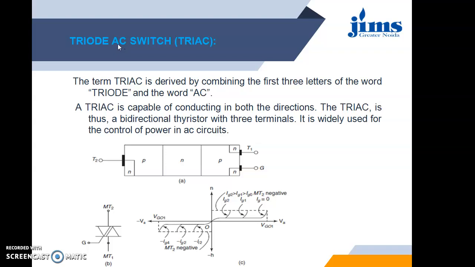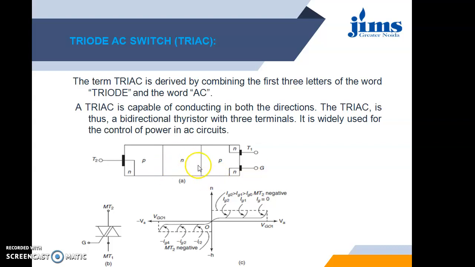As we know there are anode and cathode, it is called triode because it has got 3 terminals, which are terminal 1, terminal 2 and a gate terminal. Since it is a 4-layer device, it comes in the category of the thyristor family, and it is used for power control function, and it offers AC switching.